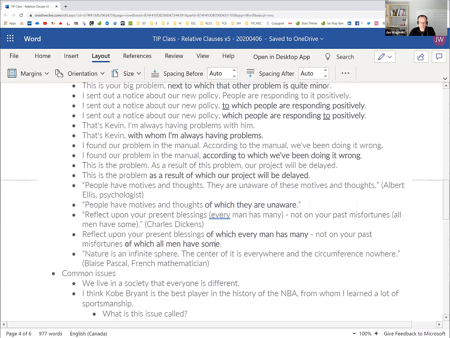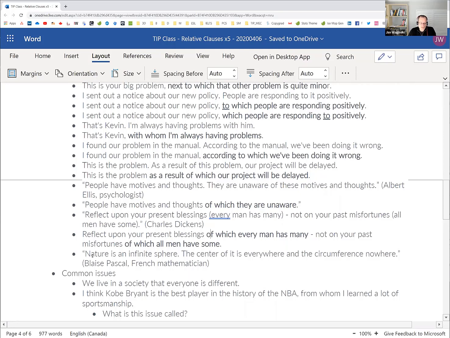That's why we're using of. I don't know why I'm thinking of this example, but if someone has a car collection: this is one of my favorite vehicles, of which I have many. This is one of my favorite books by this author, of which I have many.